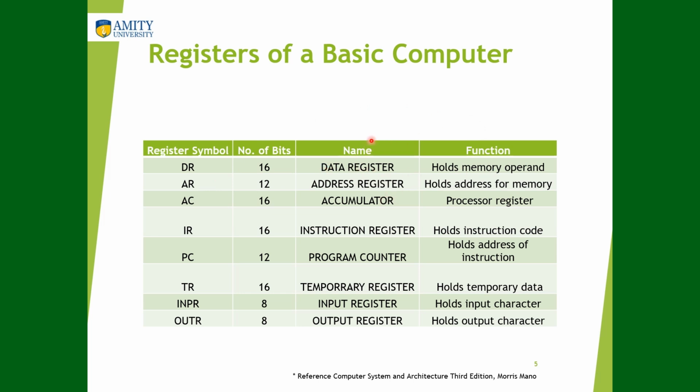A data register holds the operand, it holds the data, and it is 16 bits in size. The address register holds the address of the memory that is being used, and it is 12 bits in size. The accumulator is a processor register which stores the manipulated data. It is 16 bits in size. The instruction register holds the instruction code, 16 bits in size again. The program counter holds the address of the next instruction, 12 bits in size. The temporary register is 16 bits in size, and both the input and output registers are 8 bits in size each.